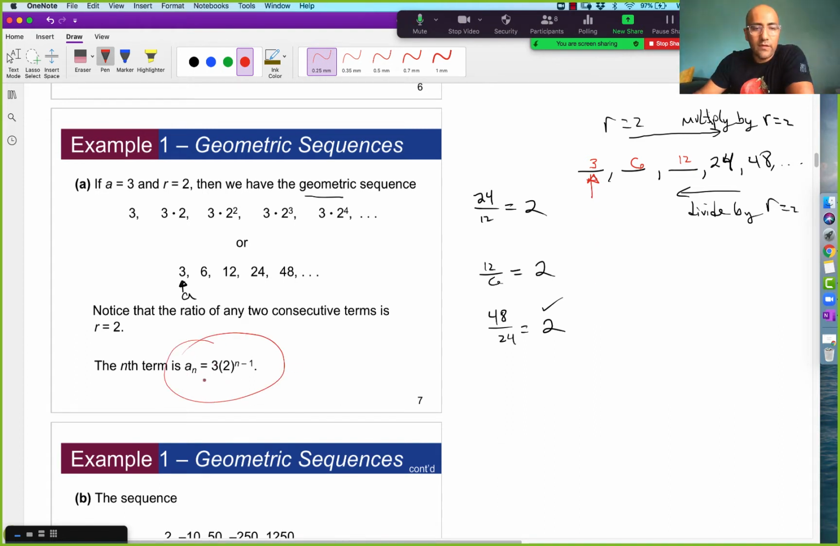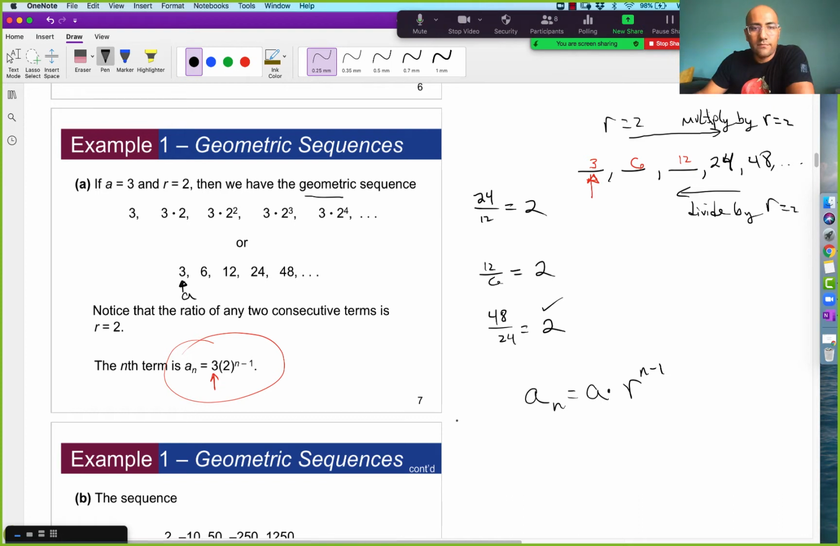Here it is. A sub n is equal to the initial value a times r to the power of n minus 1, right? That's just using this formula, the general form of a geometric sequence, which is a times r to the n minus 1 power.